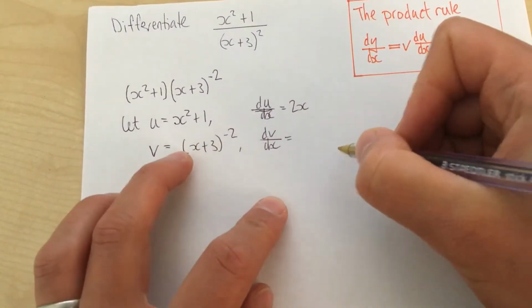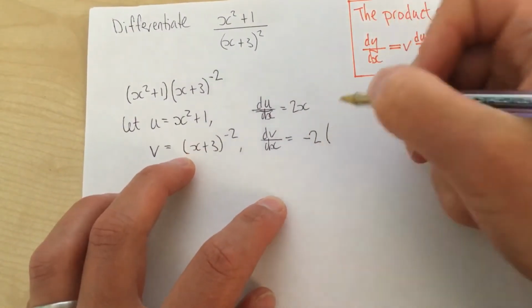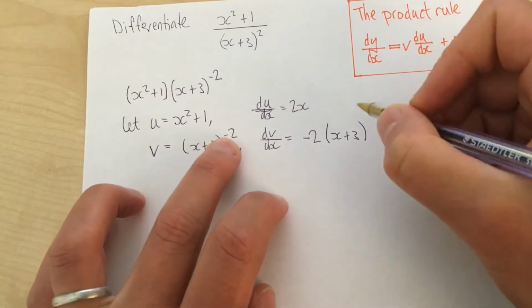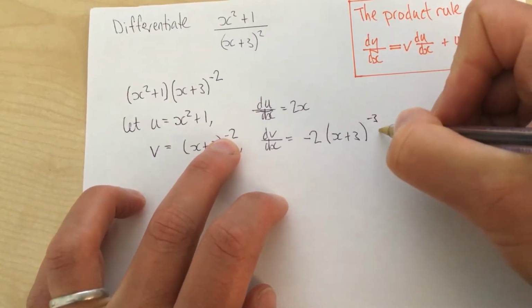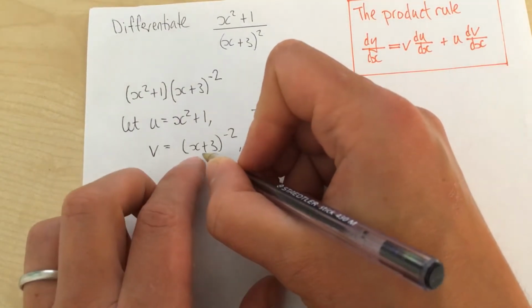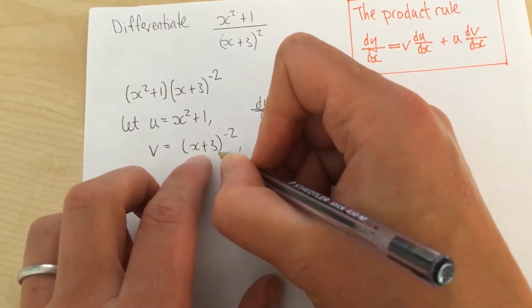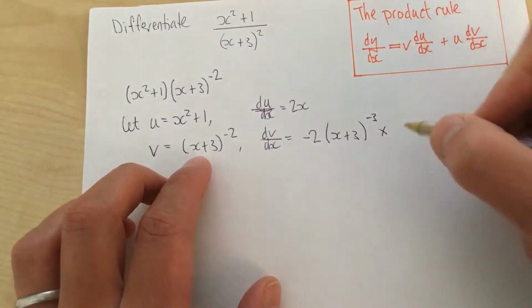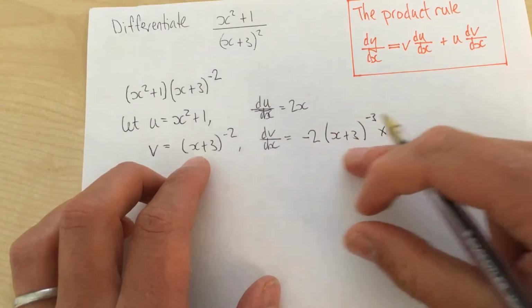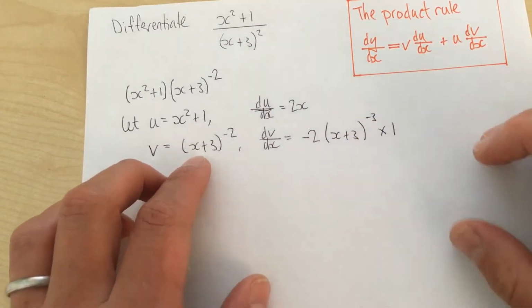So we bring the power down, that's negative 2. We've got the same thing in the brackets again. We subtract 1 off the power, and then we multiply by the derivative of what's in the brackets. In this case, the derivative of x plus 3 with respect to x is 1. So it's not going to change our first bit here.